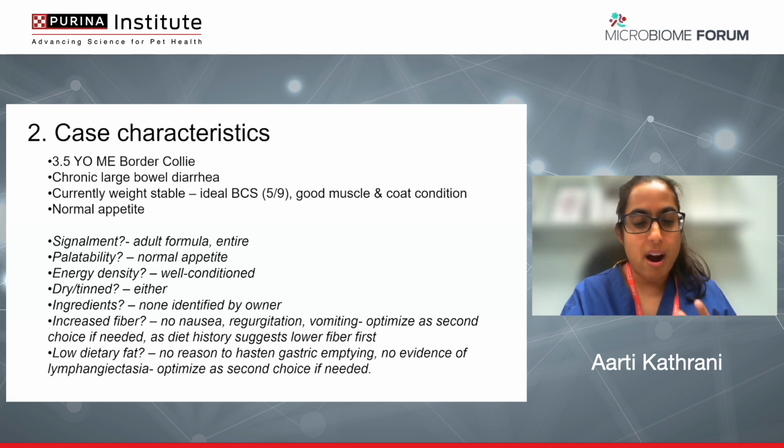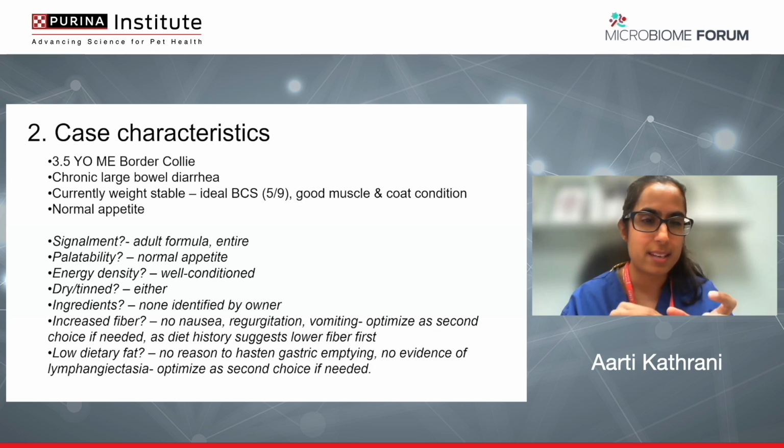Palatability, I don't need to prioritize. I don't need to really worry about that because the dog has a normal appetite. Energy density, it's a well-conditioned dog. It has an ideal BCS. I don't need to prioritize or really think about that too much. Owner said it would eat dry or tin, or can, so either's fine.